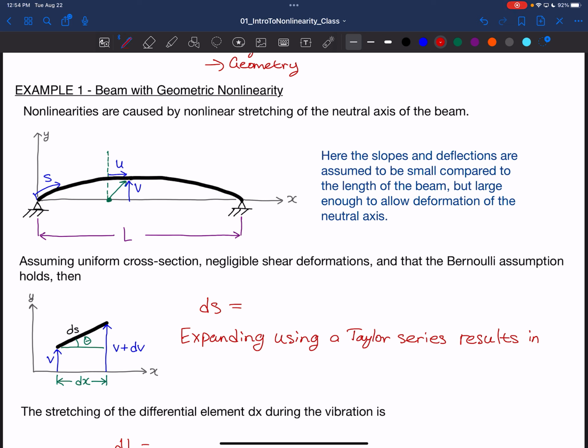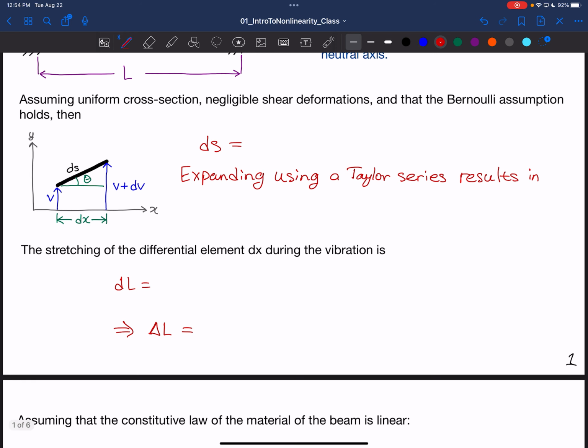From there, we can solve for the arc length ds of this differential element of length dx. What we'll find is that ds is equal to the quantity dx squared plus dv squared, raised to the 1/2 power. We can then pull out a dx from this, and we'll get 1 plus the quantity dv/dx squared, raised to the 1/2.